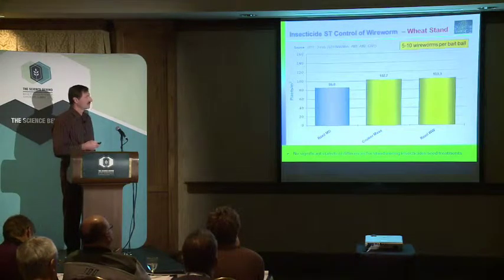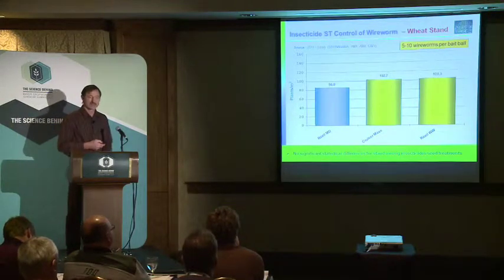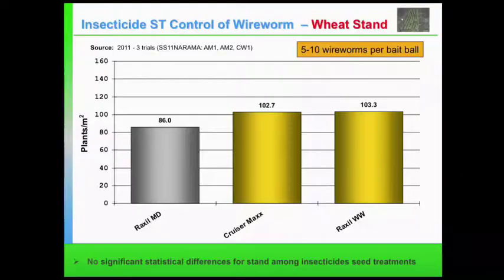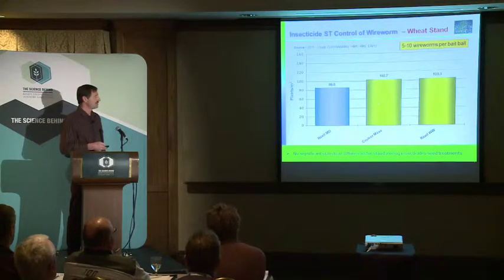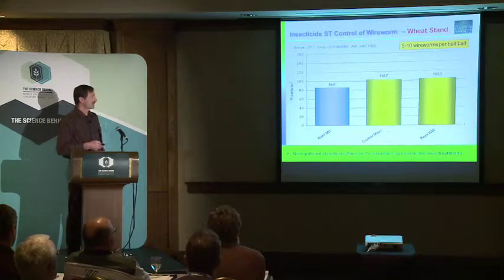So right off the top, first and foremost, we are dealing with, in this case, a seed treatment insecticide. The reason we use it in a commercial setting is for things like control of wireworm. So we're looking at some research results here from moderate to heavy infestations of wireworm. We're picking up 5 to 10 wireworms per bait ball when we're doing our monitoring. And you can see, as expected, and as goes with commercial experience, that when you use a seed treatment insecticide, there's a pretty substantial increase in plant stand. In this case, roughly a 20% increase in plant stand.